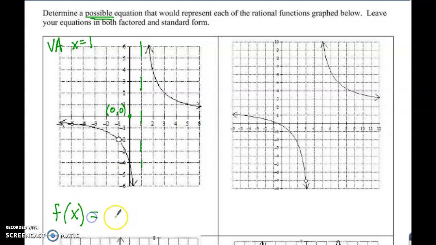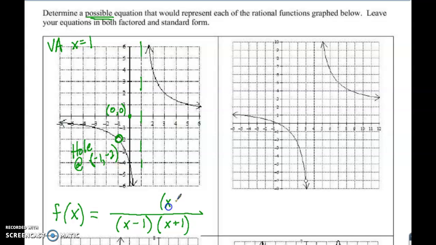Where do we put vertical asymptotes? Well, we put them in the denominator. So x minus 1. Because remember, it's the opposite, goes in the denominator. And maybe that's not what you start with. Maybe what you start with is that there's a hole at x equals negative 1. Well, where do we put holes? Let's just do the ordered pair, negative 1, negative 2. So it'd be x plus 1 goes in both top and bottom.